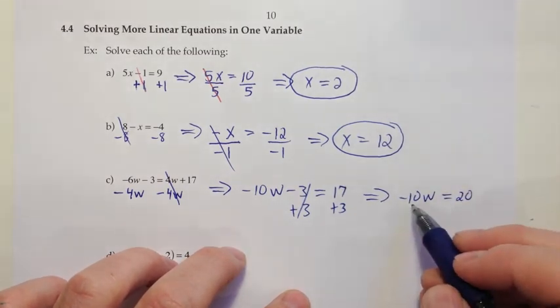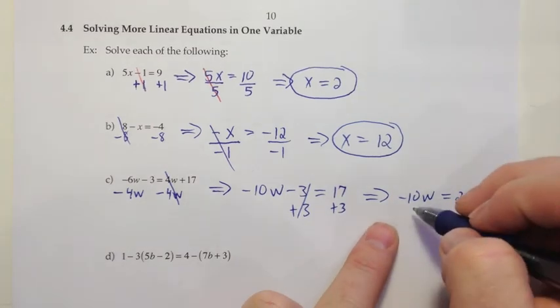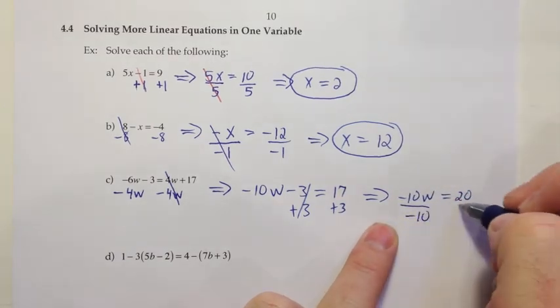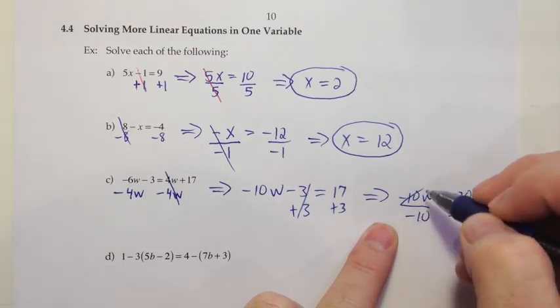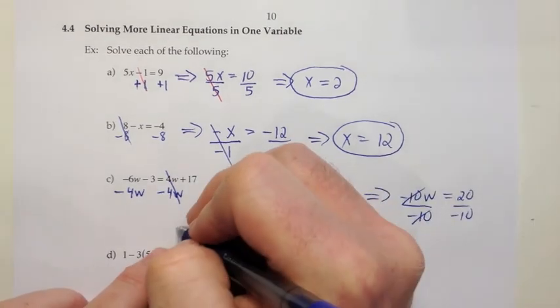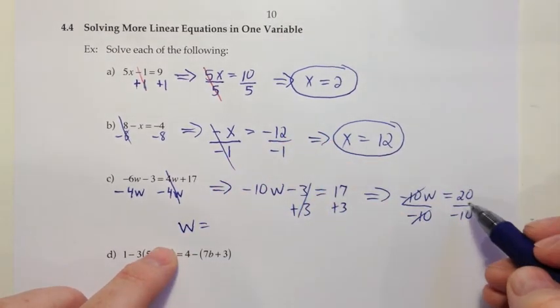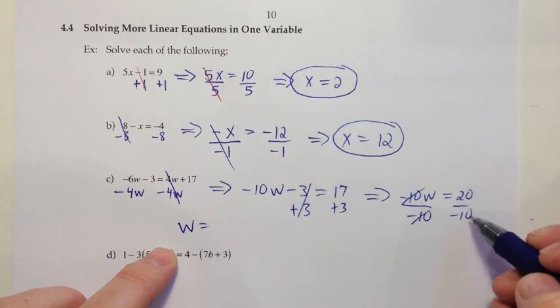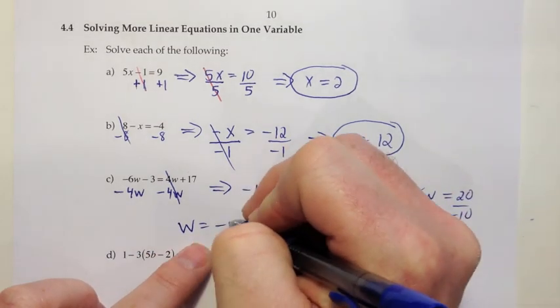And then the negative 10 is connected to w by multiplication, so we'll do the opposite, which is division. The 2 negative 10's cancel out. We have the w all by itself. And let's see, what is w? 20 over negative 10. So 10 goes into 20 twice, and a positive over a negative is a negative. So we get negative 2.